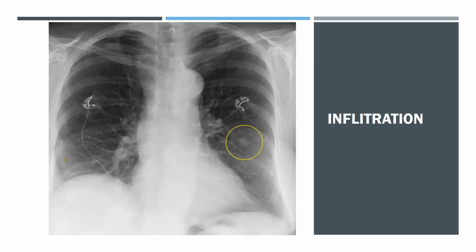on chest x-ray. Now, a coin lesion is an infiltrate, right? It's just a more specific definition of that infiltration. So infiltration is anything that is in the lungs that should not be there. Basically, it's anything that's picking up x-rays and making it more opaque.